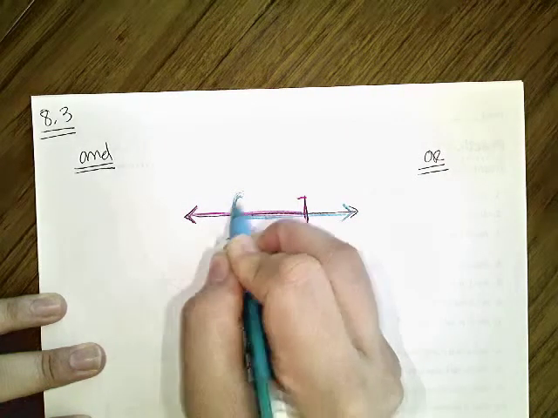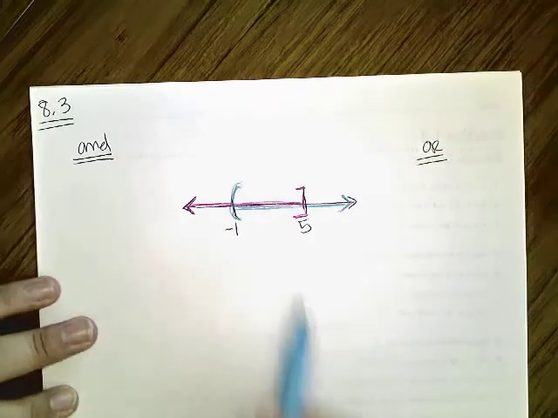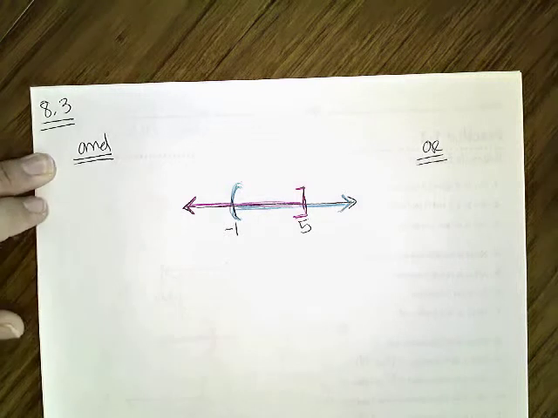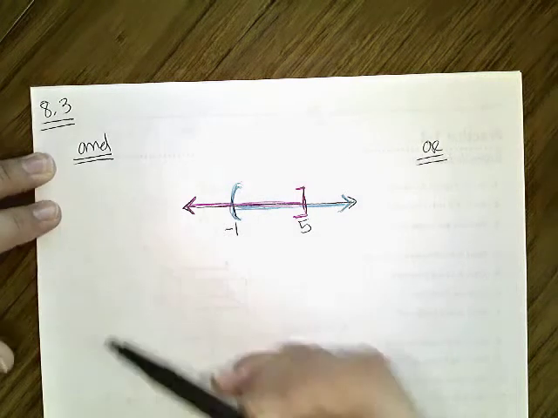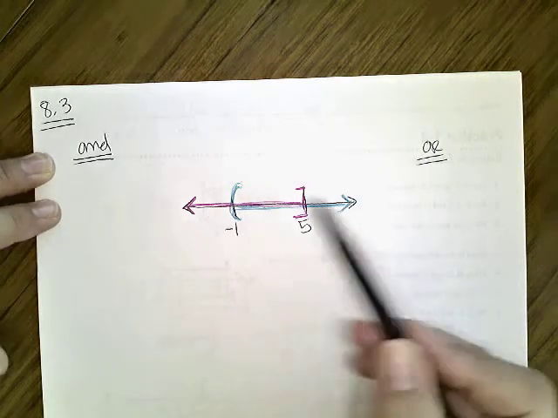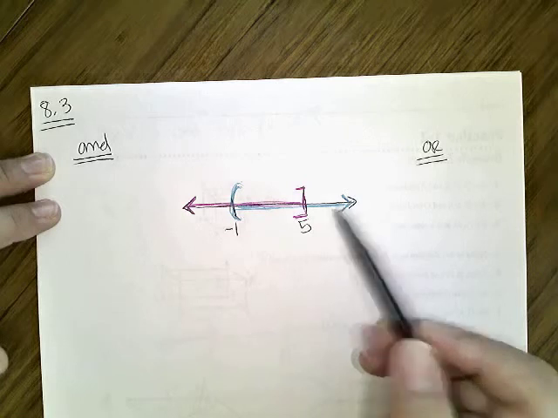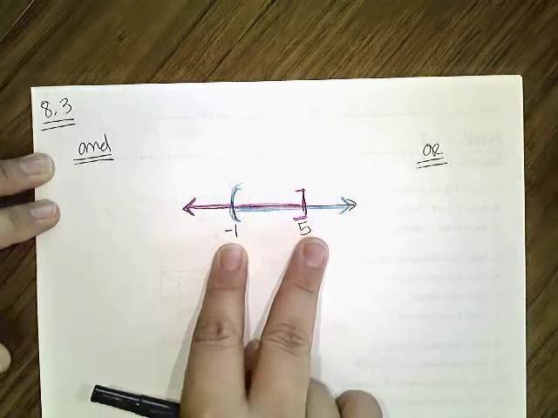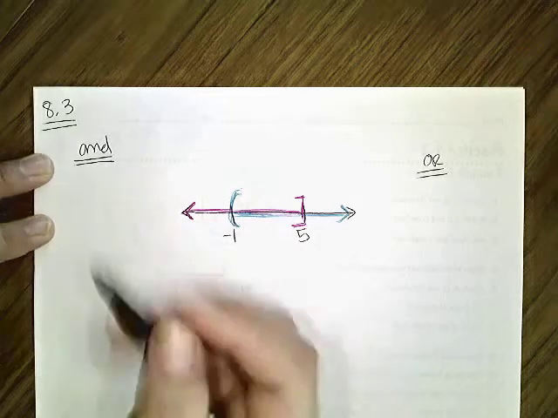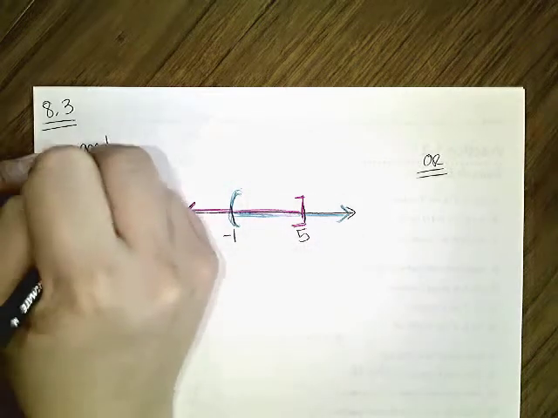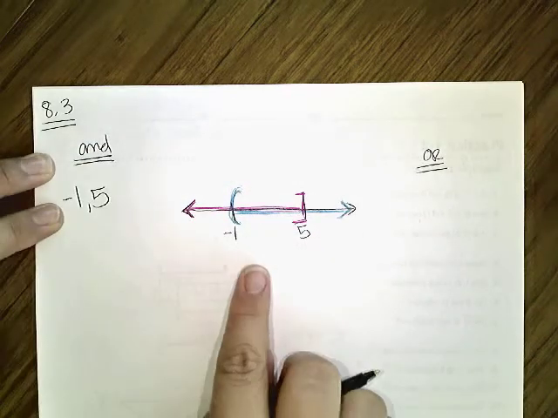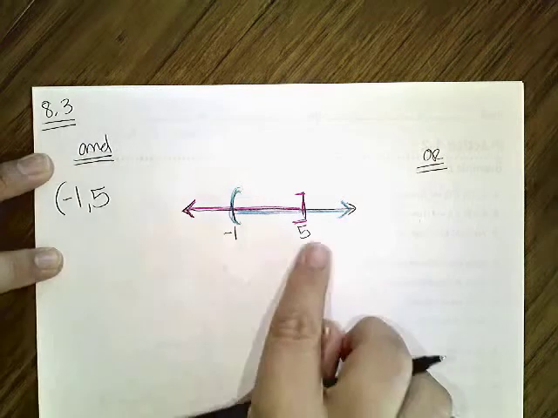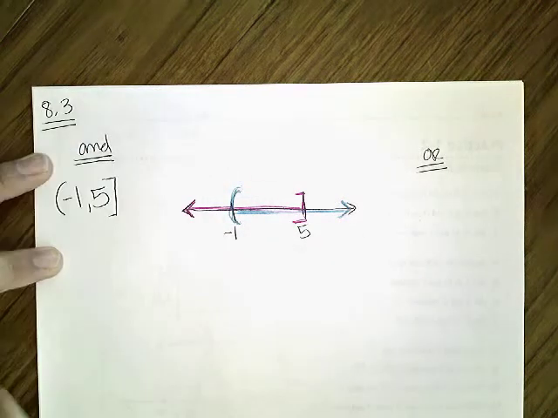Now, if your original compound inequality started off as an "and," we're looking at where this and that are true. So where are the pink and the blue both true? Where are we getting both bacon and eggs? That would be right in the center region. So our interval notation would be from -1 to 5. At -1, we have a parenthesis, and at 5, we have a bracket.